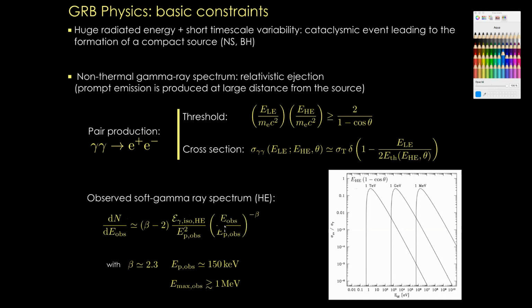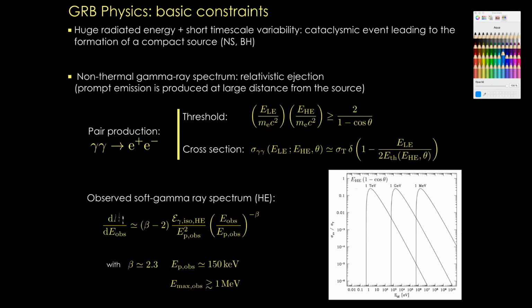So that's why I use a power law with an index minus β, which is typically 2.3 as observed in gamma ray burst. And here, this is just a normalization factor, so that the integral of this quantity above the peak energy of the soft gamma ray spectrum gives this total energy, E_γ,iso, high energy, because it's only the high energy part of the soft gamma ray spectrum. So if you want to have typical values in mind, the peak energy is typically between 100 and 200 keV, and β is of the order of 2.3.